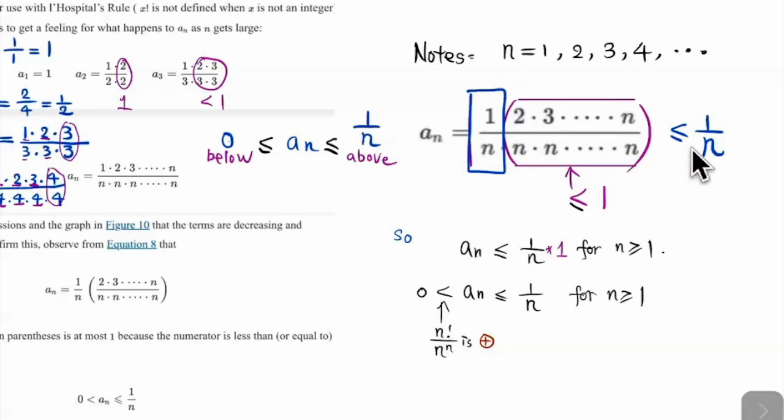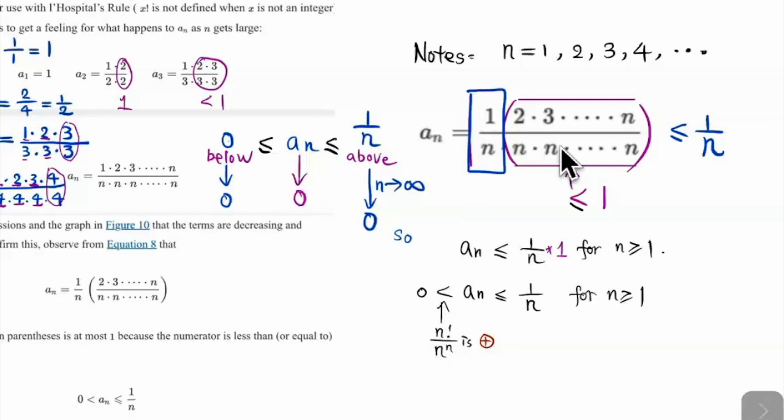Now I'm going to ask you, as n goes to infinity, what does 1 over n go to? 0. Goes to 0, and 0 is always going to 0, right? It's a constant sequence. So being squeezed by these two, if both of them go to 0, what does a_n go to? It has to go to 0, no place else to go, right?